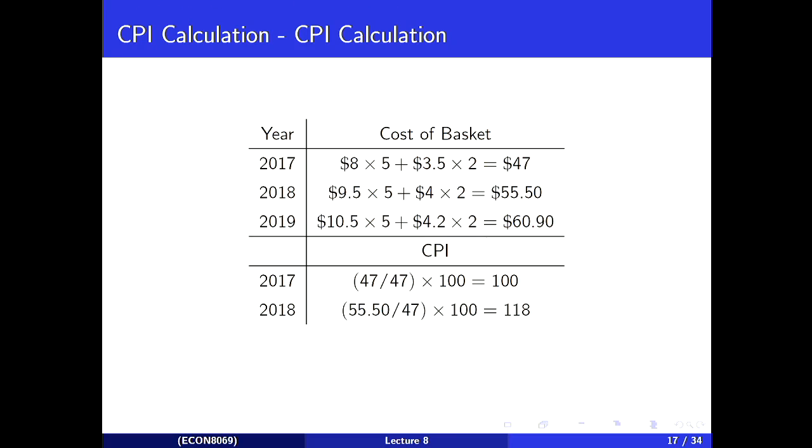In 2018, we take the ratio between the basket cost in 2018 and the basket cost in 2017, times 100. In 2019, we take the basket cost in 2019, divided by the basket cost in the base year, times 100, to give us our CPI in 2019. Any questions?